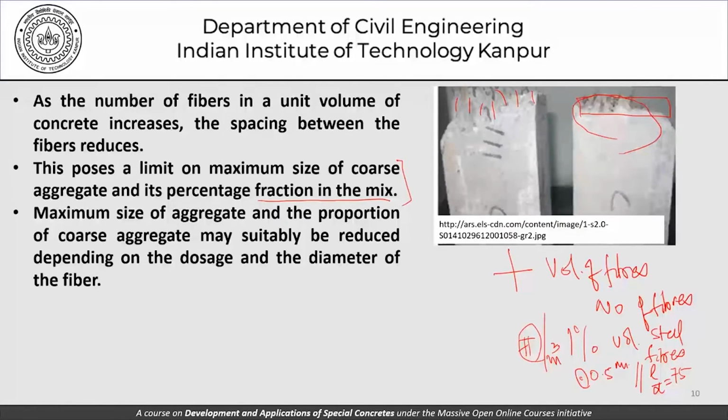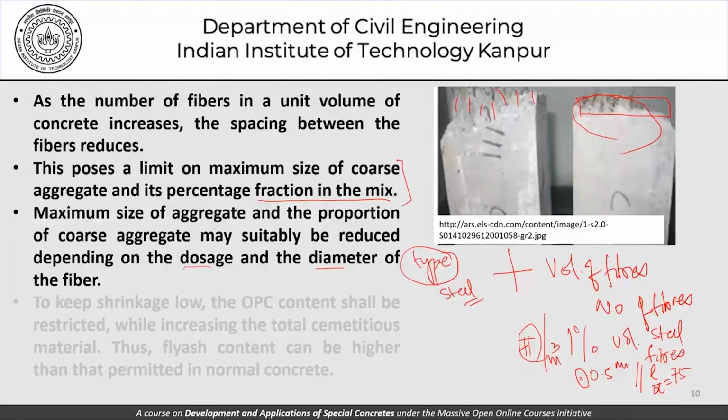The maximum size of coarse aggregate and the proportion of coarse aggregates may be suitably reduced depending upon the dosage and the diameter of the fibers. Obviously, we've been talking about the dosage, diameter, and also the type of fibers. Since all these slides are following the initial slide which said steel fibers, of course, this is all true for steel fibers, but it's also true for all the other kinds of fibers as well.